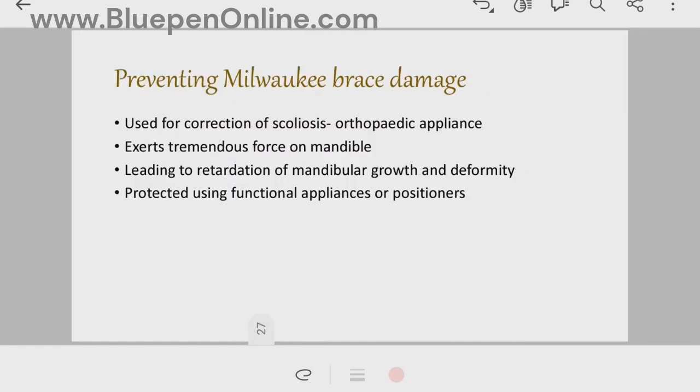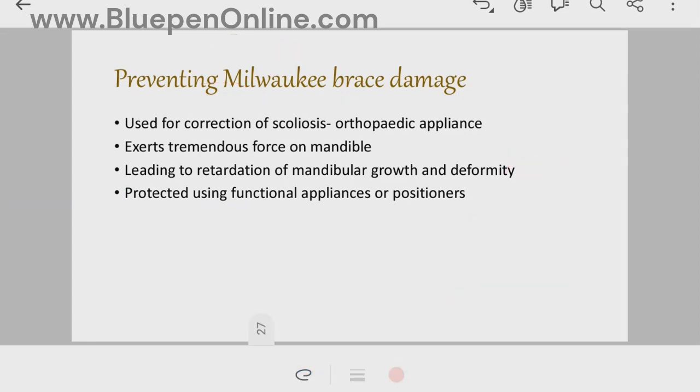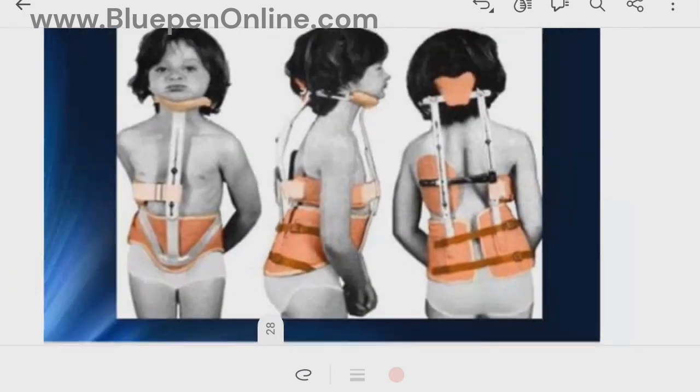Then preventing Milwaukee brace damage. You know what is this Milwaukee brace? Have you heard about scoliosis? This is something that is given for the scoliosis patient. This is an orthopedic appliance. This is the Milwaukee brace. As you can see in the picture, this appliance is exerting tremendous force on the mandible and the developing occlusion. So there is a problem. There is retardation of the mandibular growth here, and possible deformities can also happen.